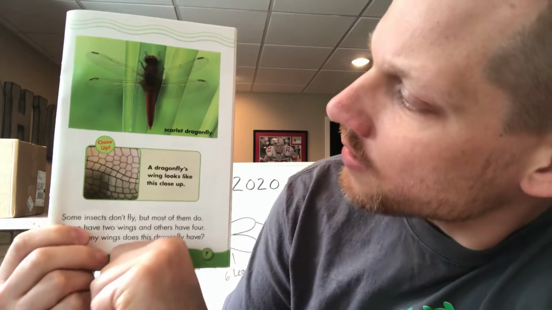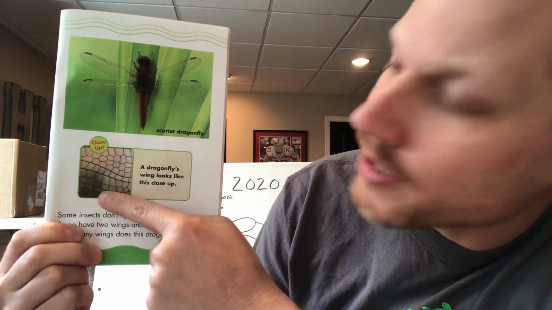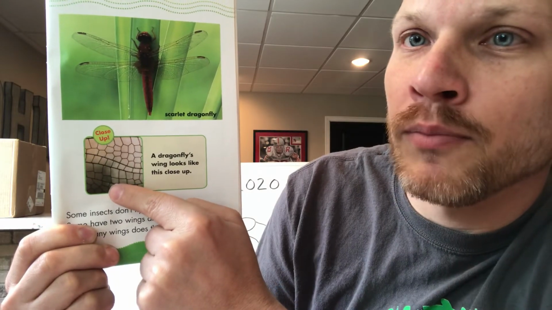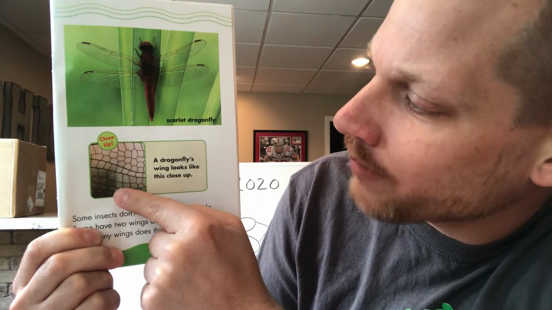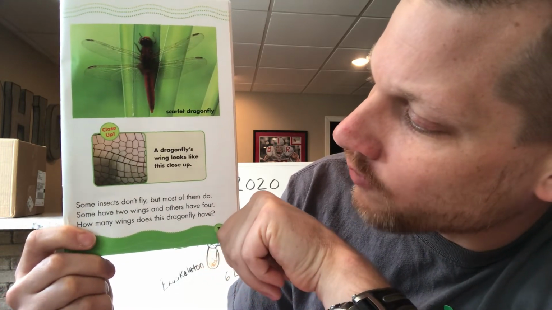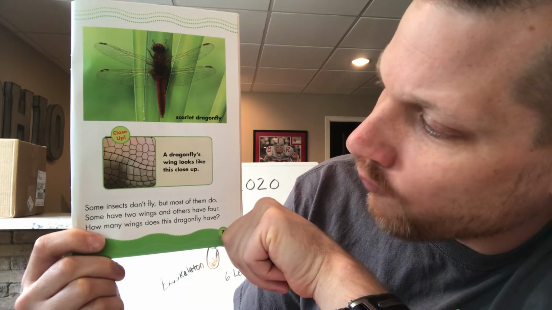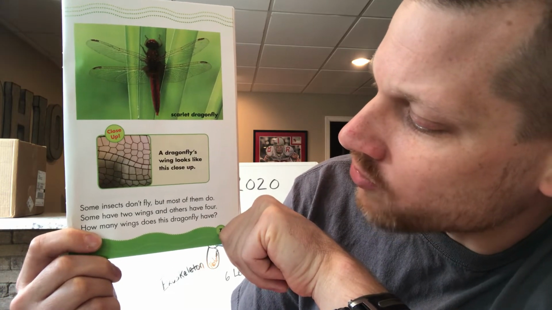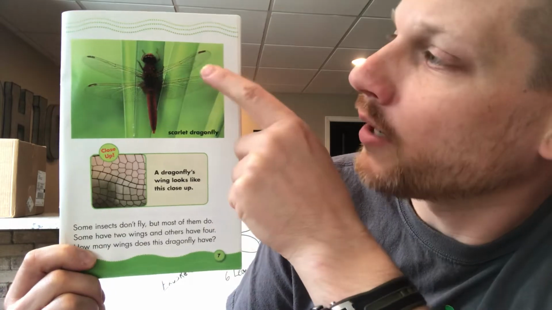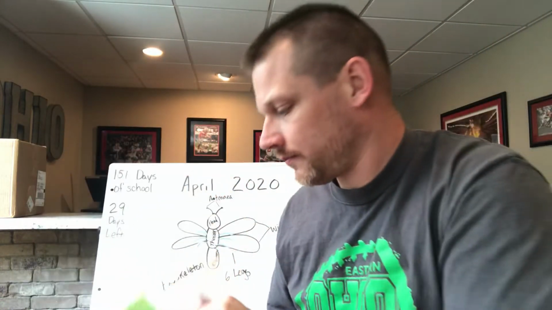Okay? A leg. All right, next page. It says, this is a scarlet dragonfly. Okay, and this is what a dragonfly's wing looks like up really close if we used a special magnifying glass. Okay, some insects don't fly, but most of them do. Some have 2 wings and others have 4. How many wings does this dragonfly have? Well, if we go up and count, 1, 2, 3, 4.